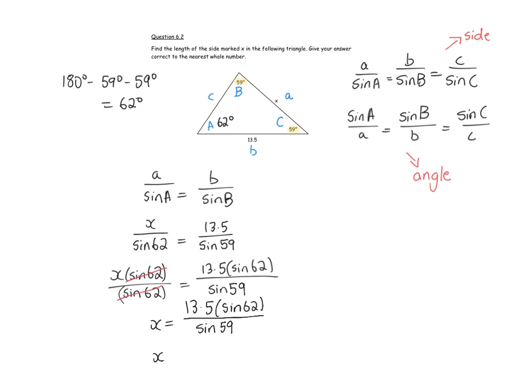So when we type all of that into the calculator, we'll get an answer of 13.906, and it wants it correct to the nearest whole number, so that's going to be x equals 14. Now that's this question done. We figured out what x is, we know that it's 14, and that's all they wanted us to do.